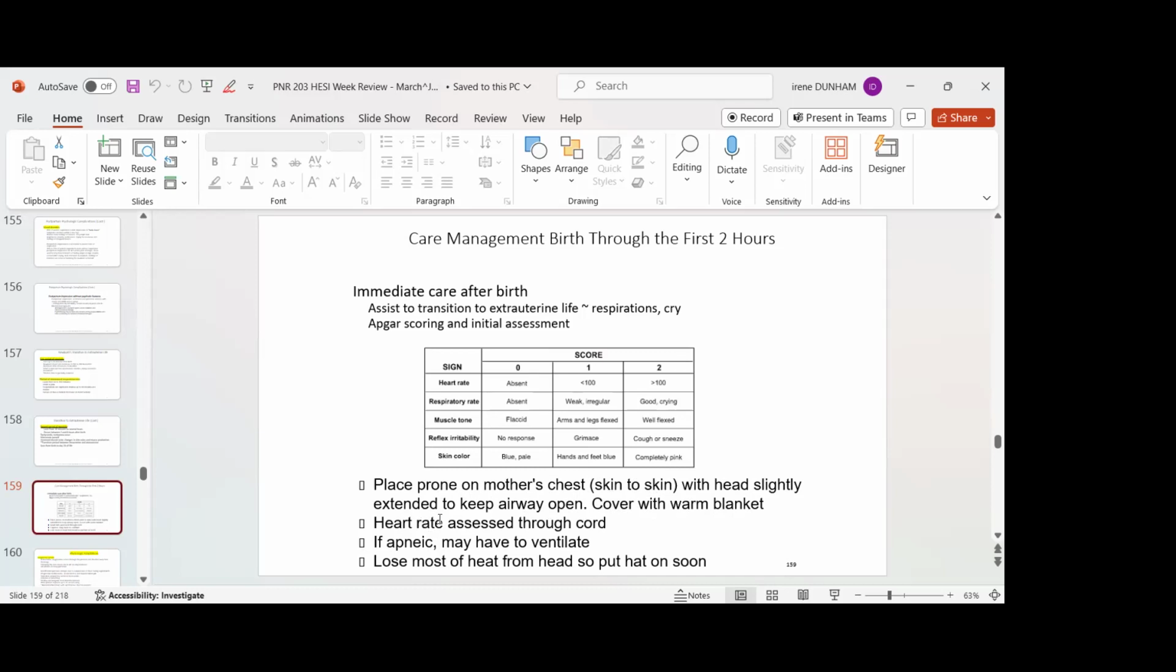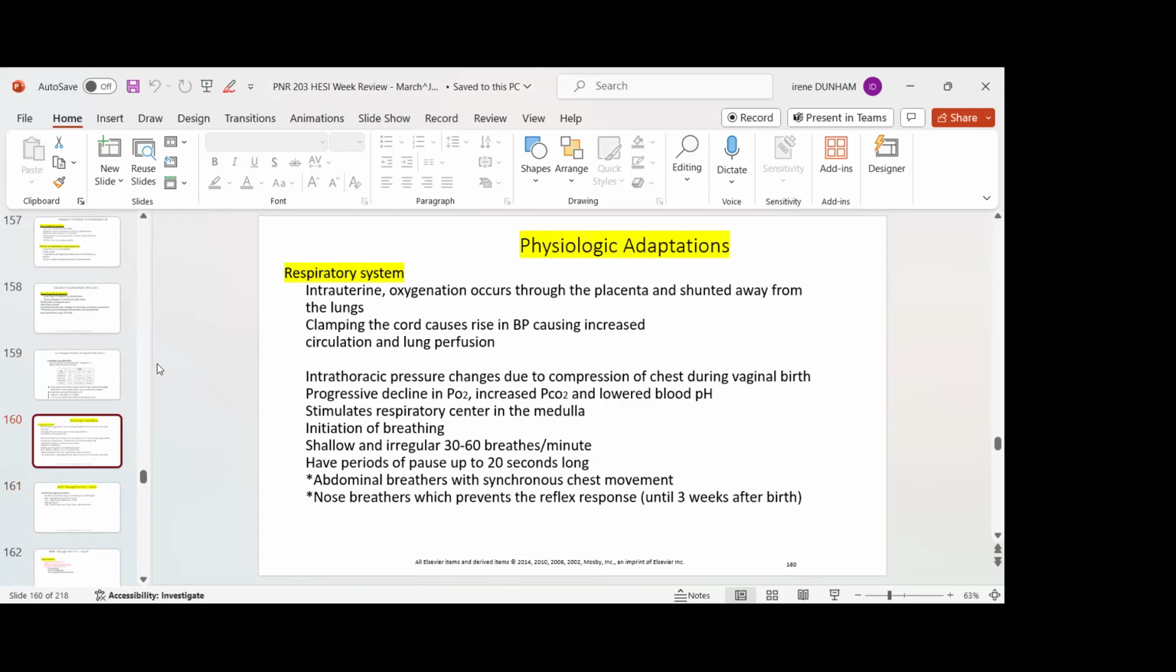And I can always assess his heart rate through the cord. You hold your finger on the cord and you can feel the pulsation. And then make sure baby is having no problems breathing. If he's not breathing, then you'll have to ventilate, so that baby comes off mom's chest. And because babies lose heat very fast from their head, put a little hat on them. That keeps their body warm. Okay.